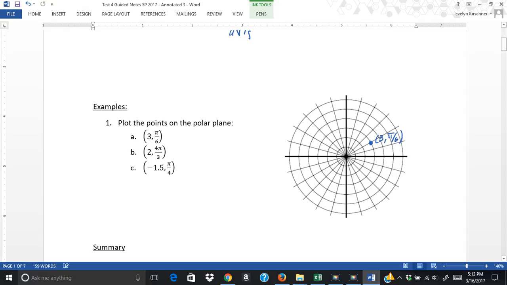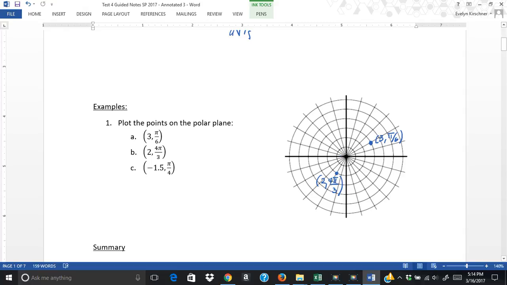Now I want to go to 4 pi over 3. Well, 4 pi over 3 I know is in this quadrant. It's here. And I want to go out 2. I'm going 2 in the 4 pi over 3 direction.